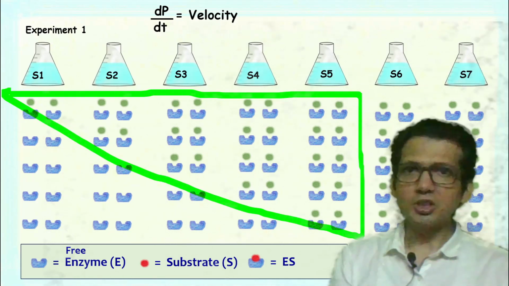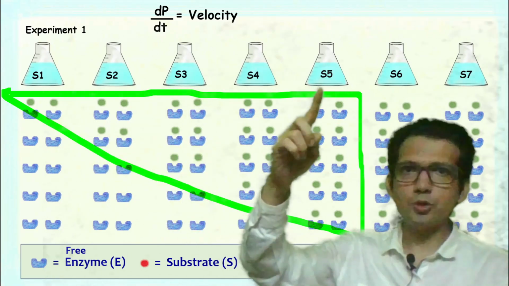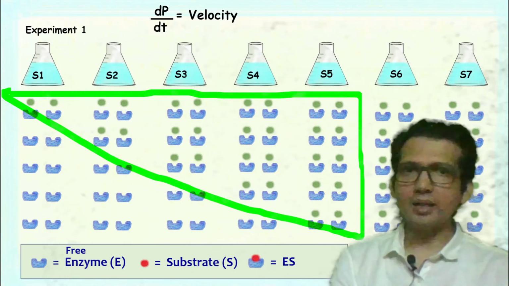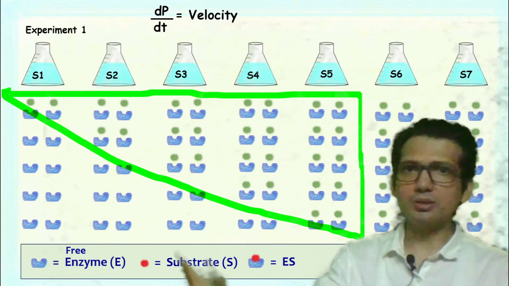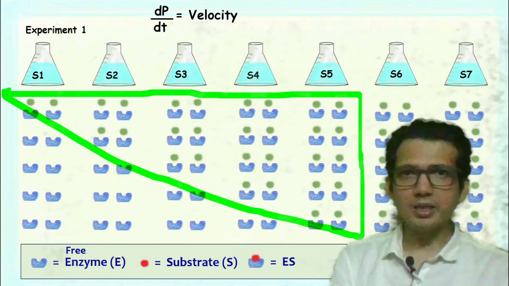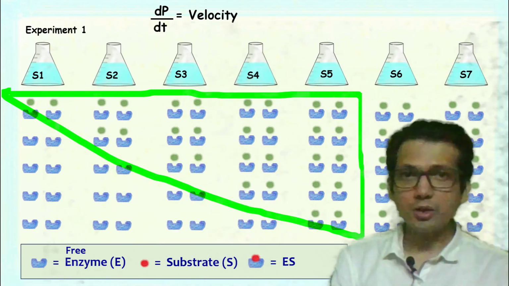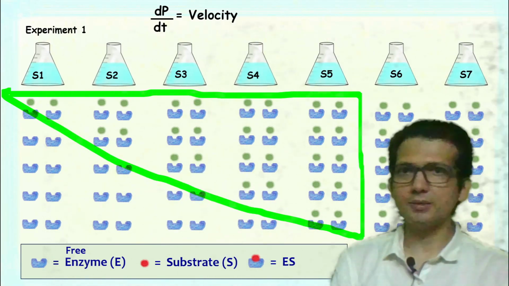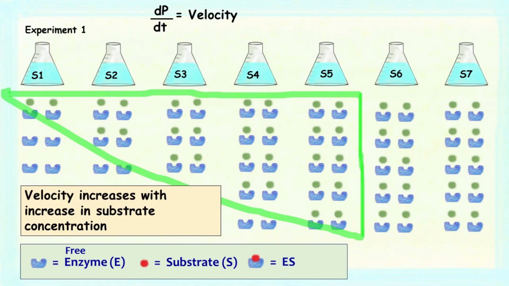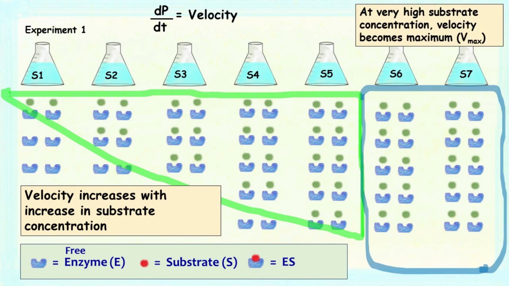As the substrate concentration is increased from S1 to S5, the velocity is increasing. This is because the amount of product formed per unit time increases with increase in substrate concentration. So the velocity increases with increase in substrate concentration. At very high concentration of substrate, the velocity becomes maximum. This is known as maximum velocity or Vmax of the reaction.